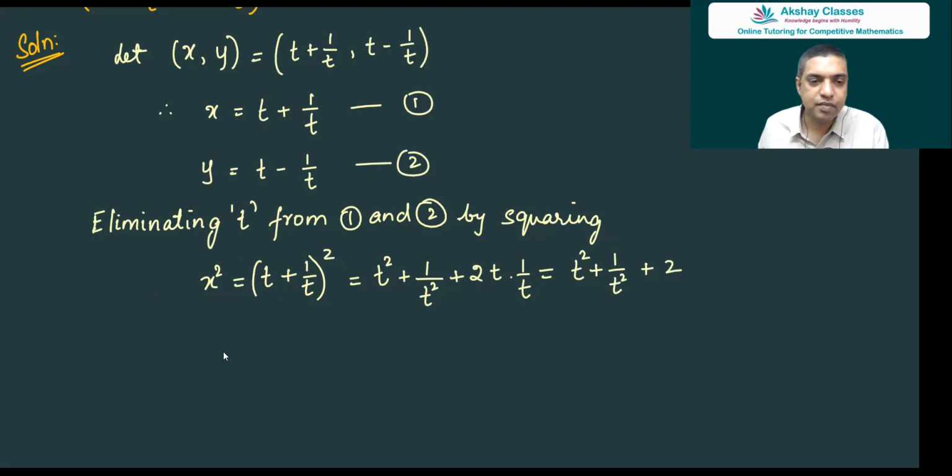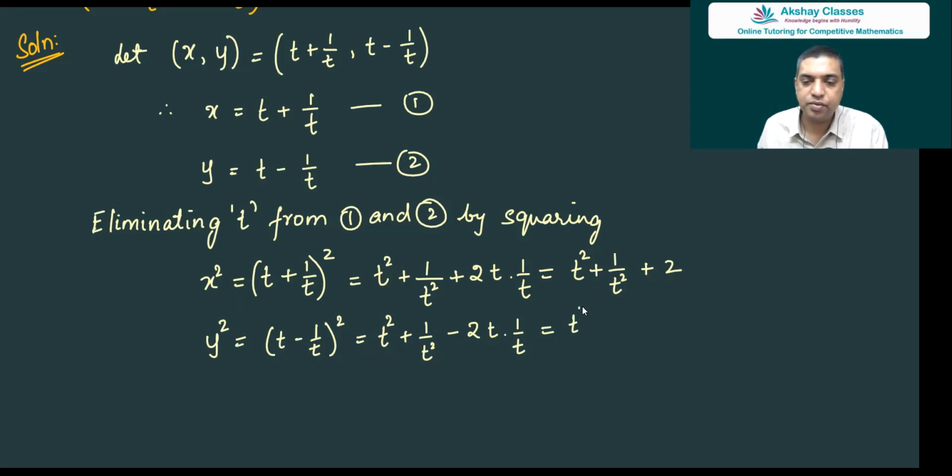Similarly, y square will be t minus 1 by t the whole square, which is t square plus 1 by t square minus 2t into 1 by t. A minus b whole square is a square plus b square minus 2ab. So we get t square plus 1 by t square minus 2. Clear?